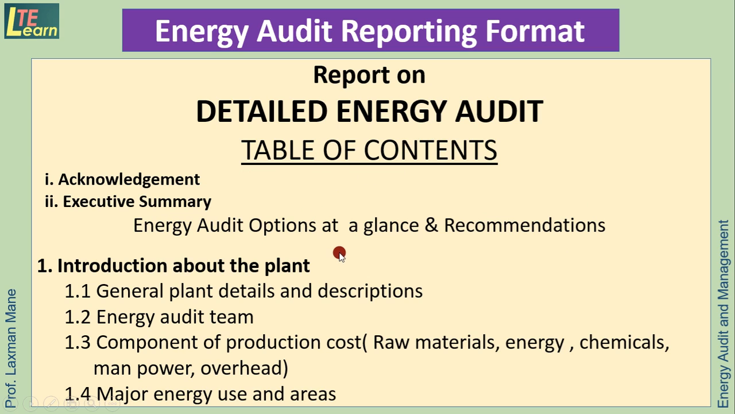This report has 6 parts. First part is an introduction about the plant, in which general plant details and descriptions are mentioned. Energy audit team, component of production cost, means of raw material, energy, chemicals, manpower and overhead cost. Major energy use and areas are mentioned.